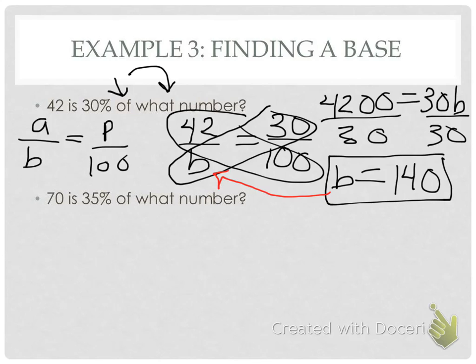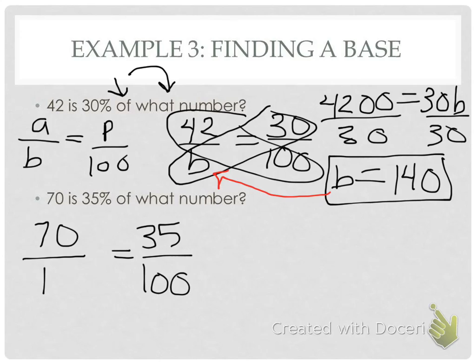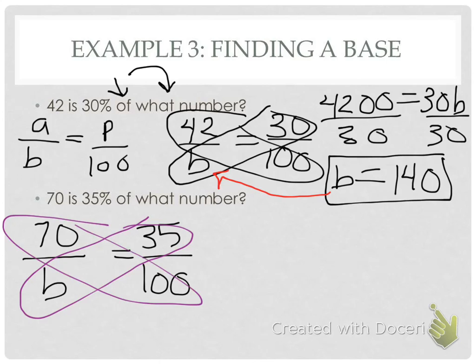Okay, so let's set up our proportion. We have the part 70 is 35%, always over 100, of what number? Okay, again, my keyword of tells me that my base is following, and it says what number, so I don't know my base. I can do cross products. 35 times B and 70 times 100. Here's where your calculator kind of saves you a little bit of time. 35B equals 7,000. Divide both sides by 35.